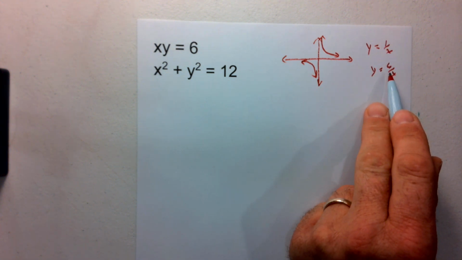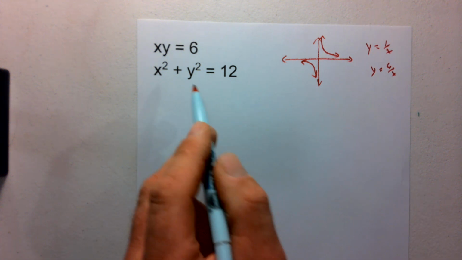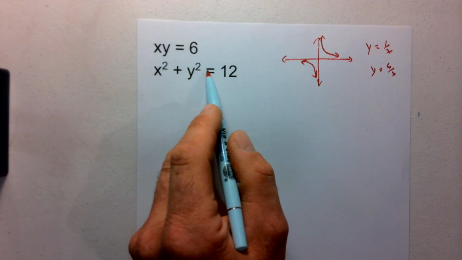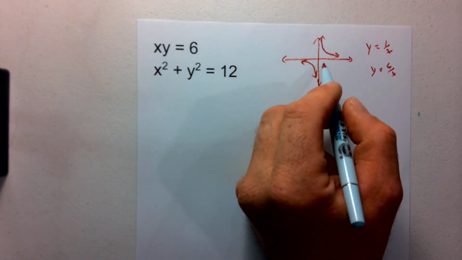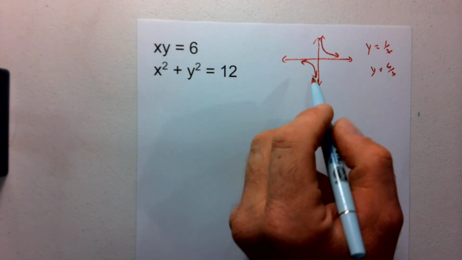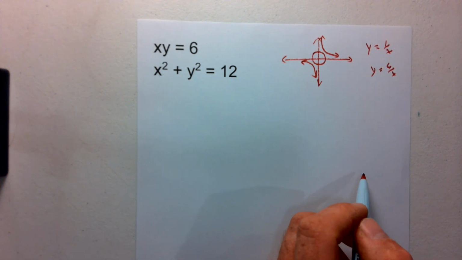So 6 over x is going to look very similar to 1 over x, just our scaling is going to be a little different. And then we have a circle, x squared plus y squared equals 12, again, centered at the origin. And most of our problems are going to be centered at the origin. So what could happen? Well, we could see something like this, where we have no solution.